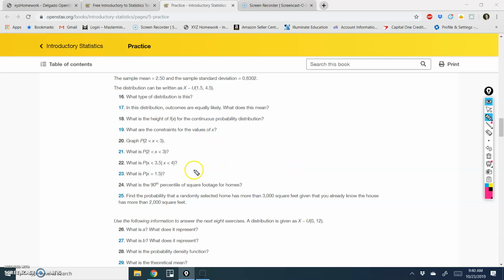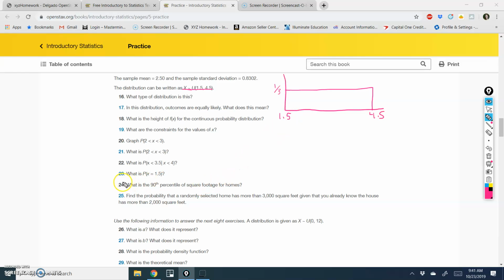24 is going to be a little more involved as well. So 24, we want to know the 90th percentile, and this uniform distribution is for the square footage of homes, which isn't that important for us to know. But how do we find the 90th percentile? Again, we know our height is 1/3, because that was our f of x that we found in number 18. So we still know our height is 1/3. We know our rightmost point is 4.5 and our leftmost point is 1.5.